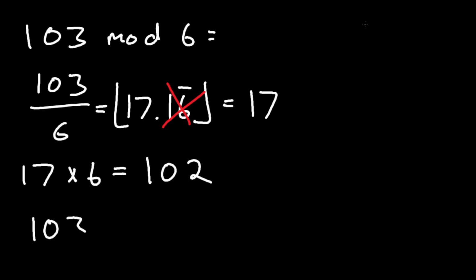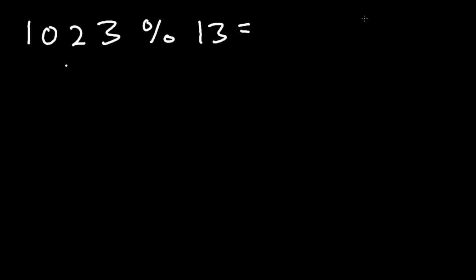Right? And once we have that number, 103 minus 102 is just 1. Right? 103 minus 102 is 1. So 103 mod 6 is simply just 1. Let's go ahead and solve this mod.